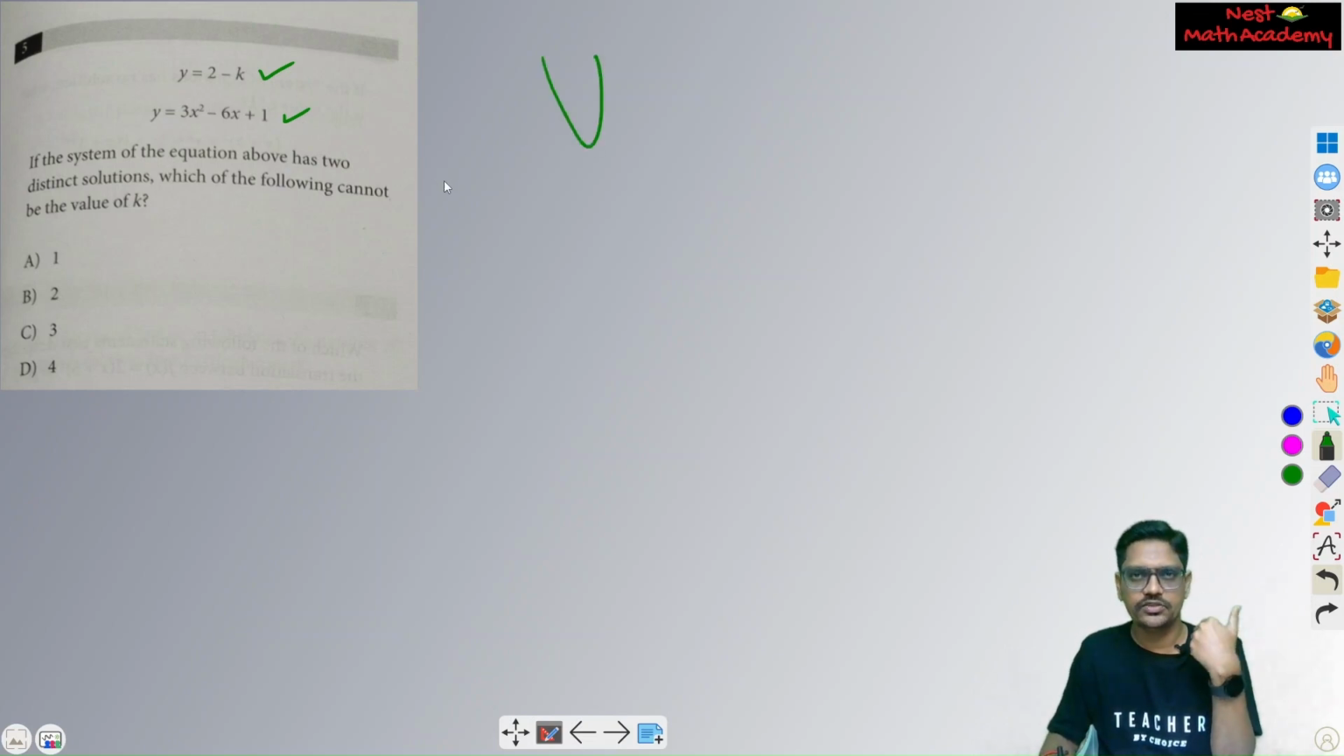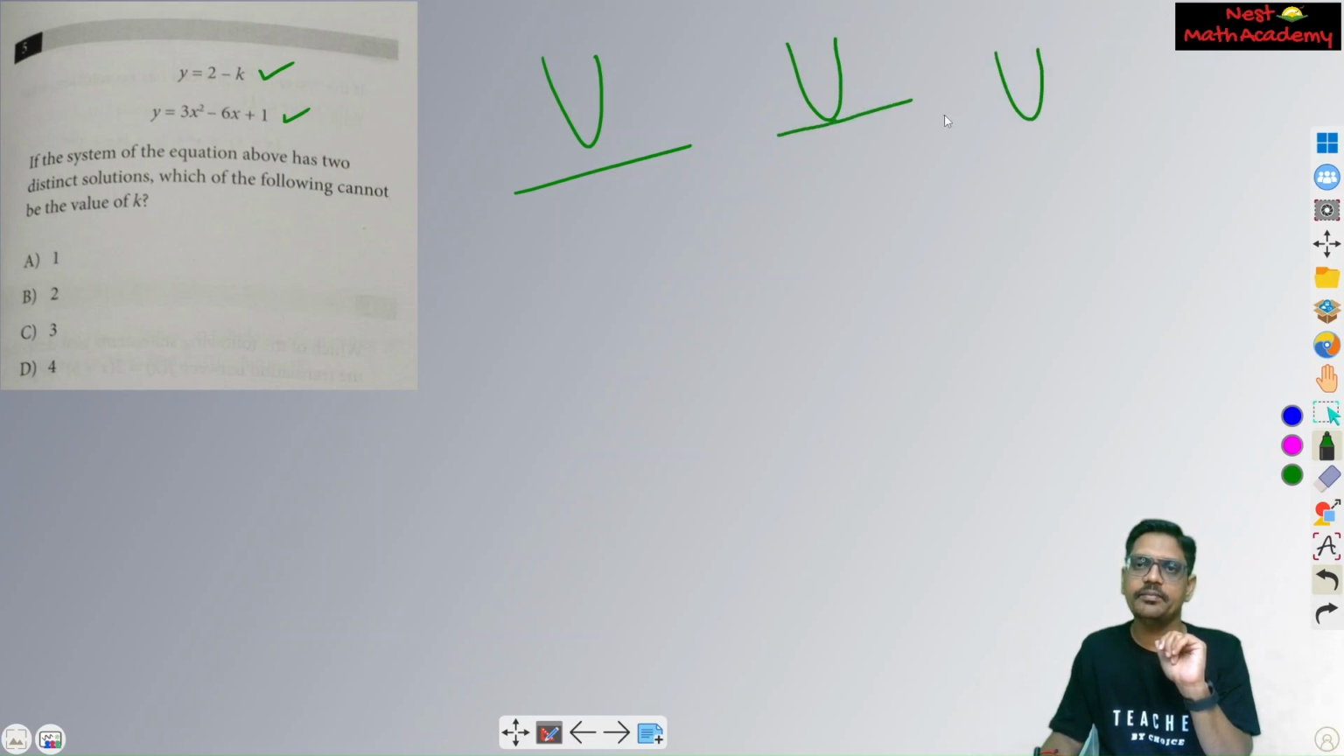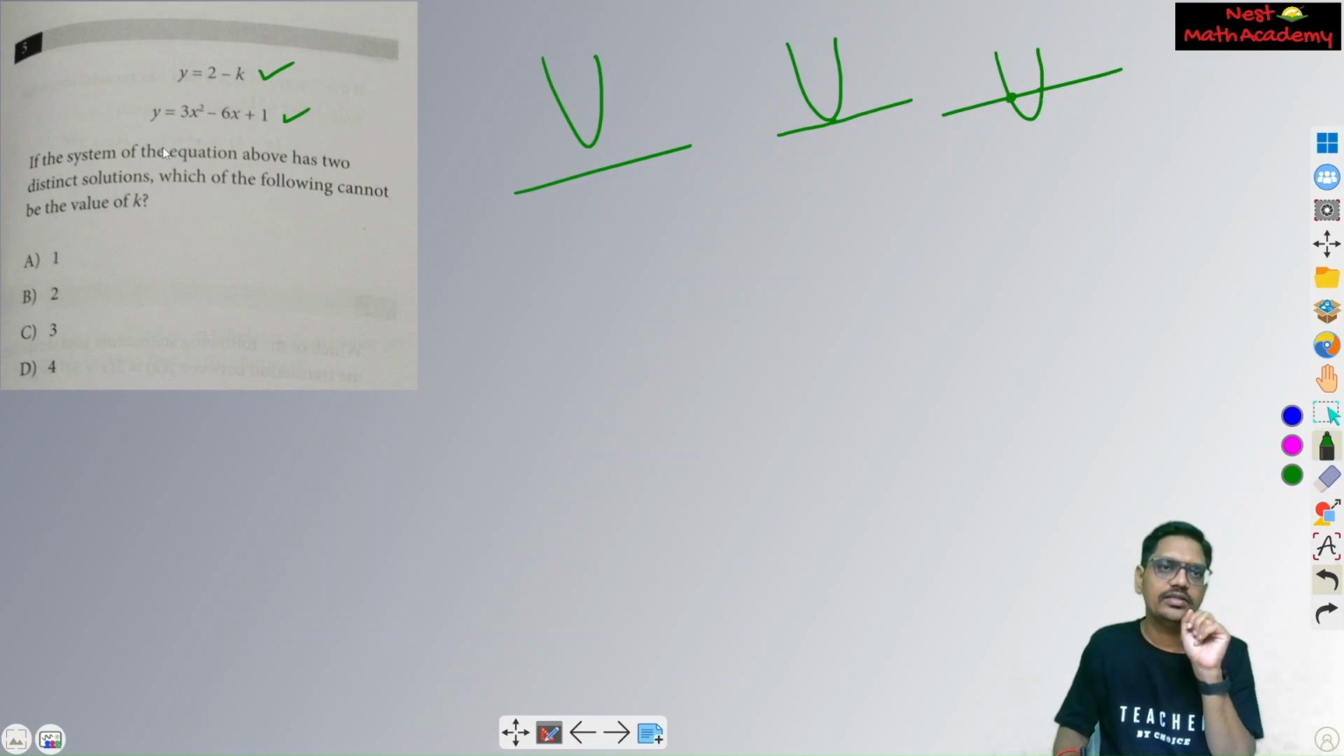What are the possibilities total if you want to draw? They may be away from each other, there is no touching or cutting, and they may touch each other like this at exactly 1 point, or else the line may cut it at 2 points. That's what exactly they're talking about. This system of equations has two distinct solutions, means they want the line and the parabola to cut each other. So means it should have two solutions. So the two solutions are possible, one solution possible, no solution also possible, means zero solutions.